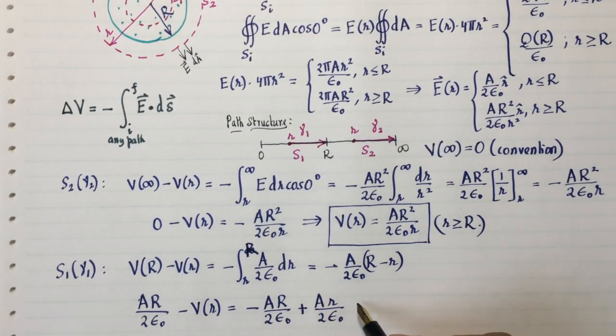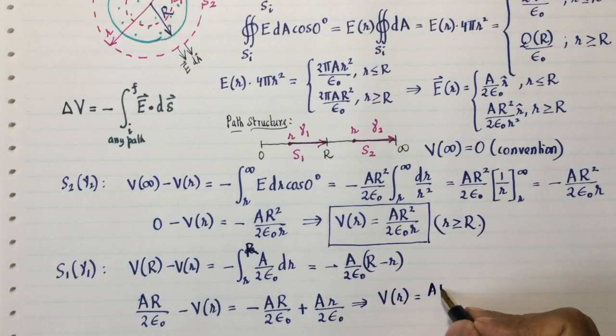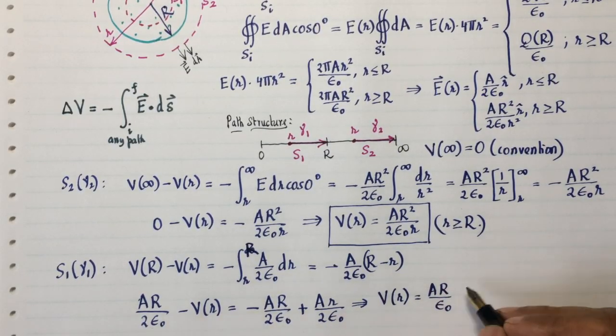Now I can get the potential inside. I'll move the V of r to that side, so it becomes positive, and I'll move everything here to the left. So ar over 2 epsilon naught comes with a negative sign. When it goes to the left, it becomes positive, and I get ar over 2 epsilon naught plus ar over 2 epsilon naught, which is just ar over epsilon naught. So let me write that first. And then when I move this one to the other side, it gets a negative sign.